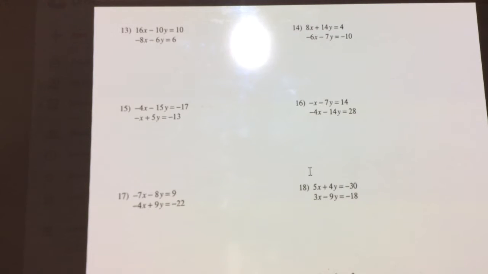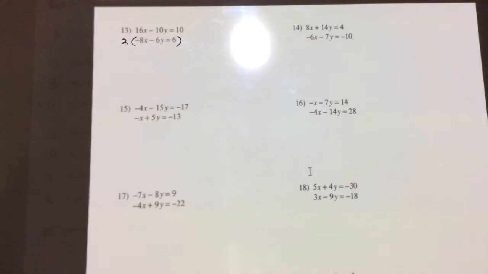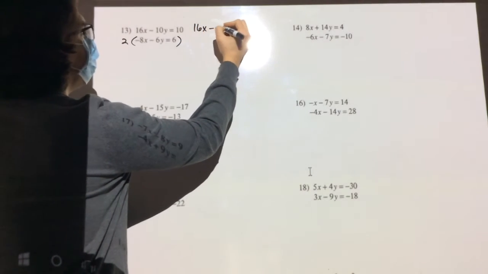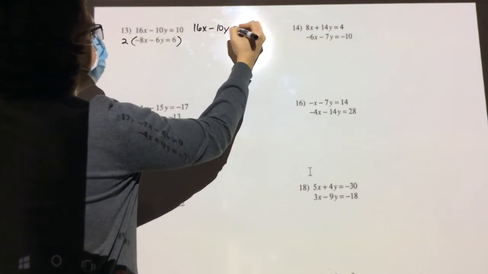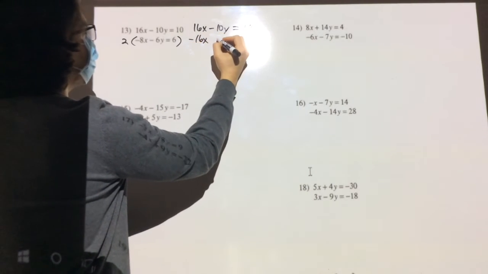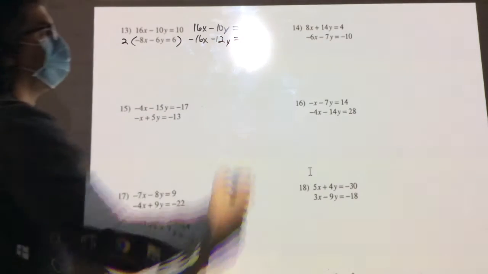Yeah. So what I want to do is multiply this entire equation by positive 2. Is everybody okay with that? And so when I rewrite them, I'm going to have 16x minus 10y is equal to 10, over negative 16x minus 12y is equal to 12.